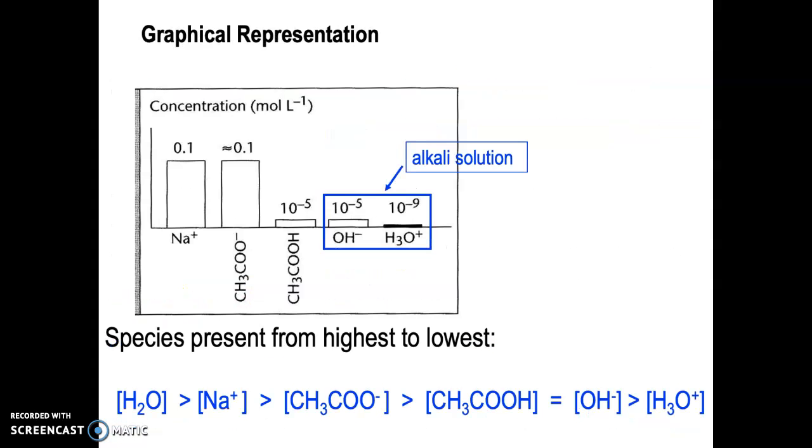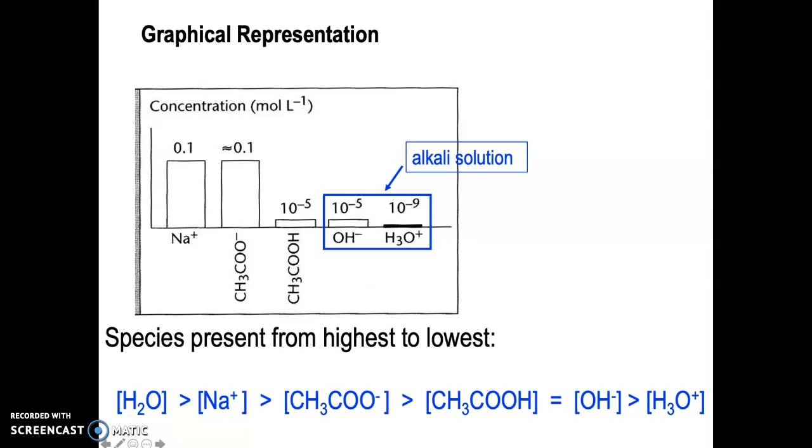In terms of the graphical representation, your sodium and your ethanoate ion are just about the same. The ethanoates are just slightly lower because some of them undergo hydrolysis. The concentration of the ethanoic acid and the hydroxides are equal. And then you've got that very small little part there showing the hydronium ions. So that brings the species in solution to a close.